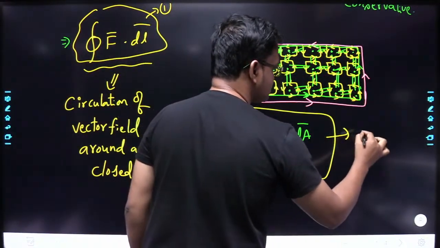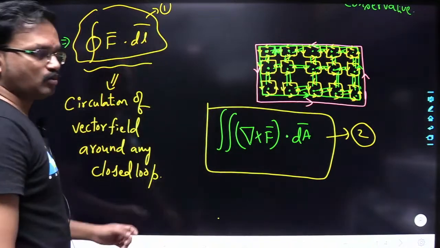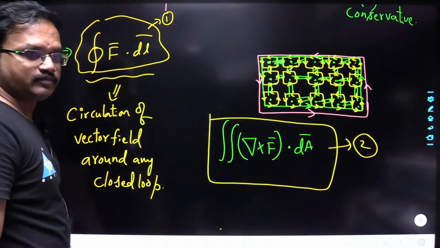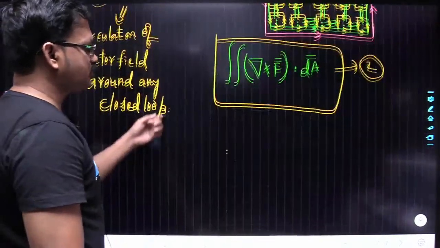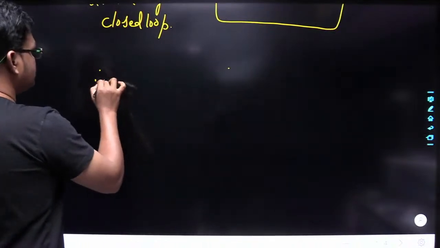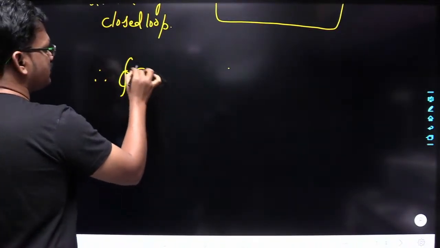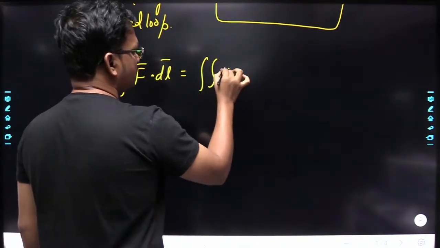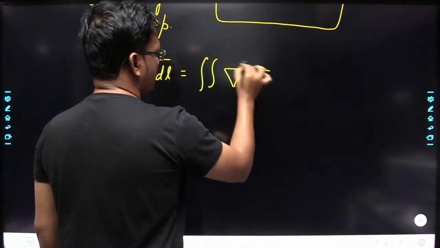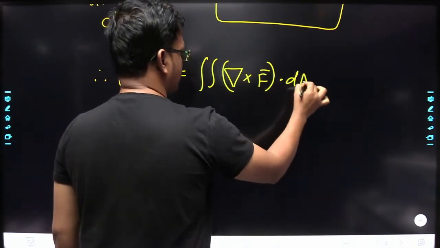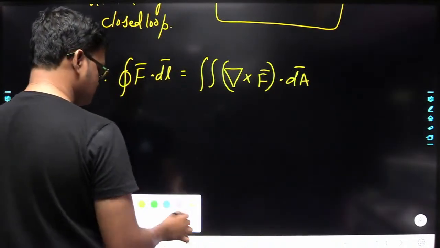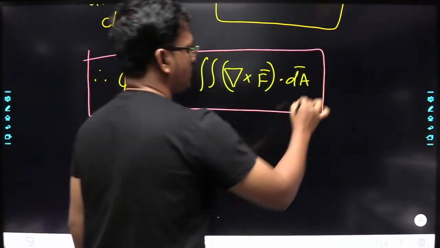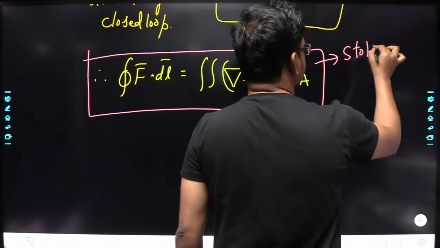So let us say this is expression 2 and this is expression 1. Both expression 1 and expression 2 will represent the same thing, yes or no? So therefore I can represent the circulation of the vector field around any closed loop as equal to the double integral of del cross f bar dot dA bar. This is called Stokes theorem. Yes or no? Okay, so this is called Stokes theorem.